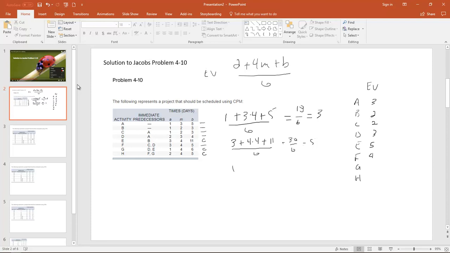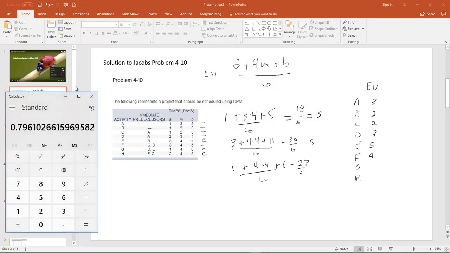So that is going to be 1 plus 4 times 4 plus 6 over 6, which is 1, and 16 is 17, and 6 is 23. So we have to calculate that out. Let's go over to the calculator and get that. Here's our calculator. So we're going to take 23 divided by 6 equals 3.833.